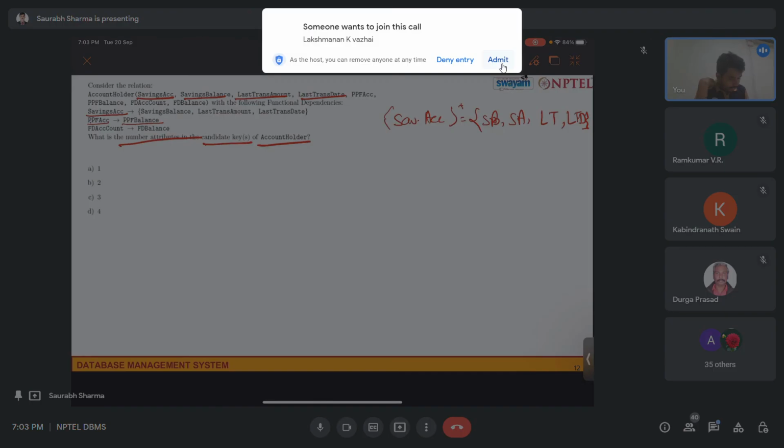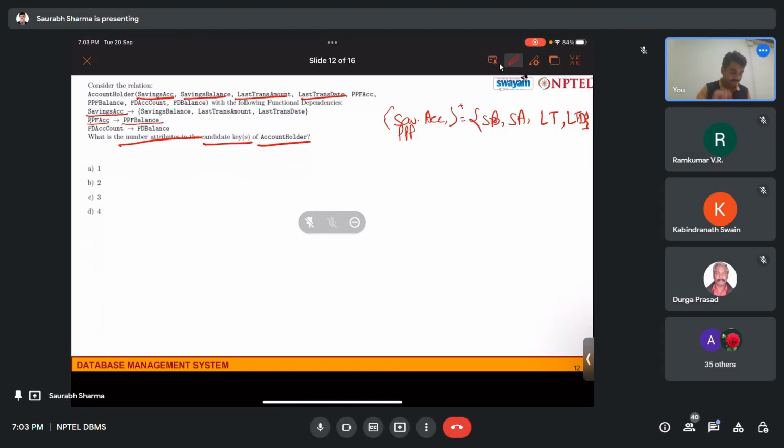Okay, so if we take the closure of saving account and PPF account, what will we get? We will get PPF account also, we will get PPF balance also. Next, what are we left with? We are left with FD account, FD balance. So in these two functional dependencies, they are not there. We have a third option, FD account, then FD balance. If we consider FD account also in the closure set, we will get FD account and the FD balance.